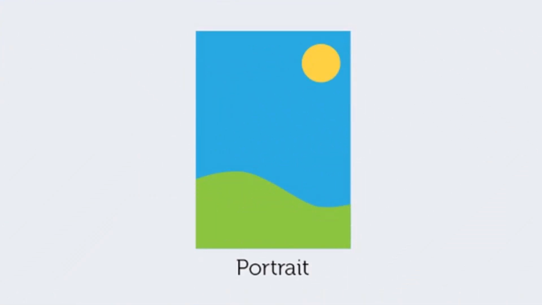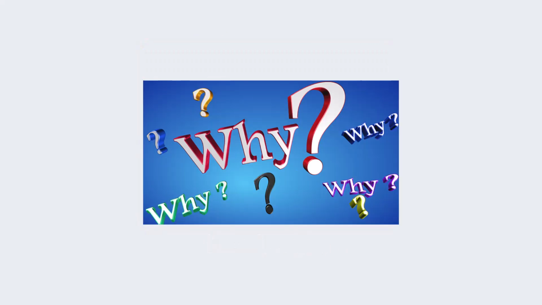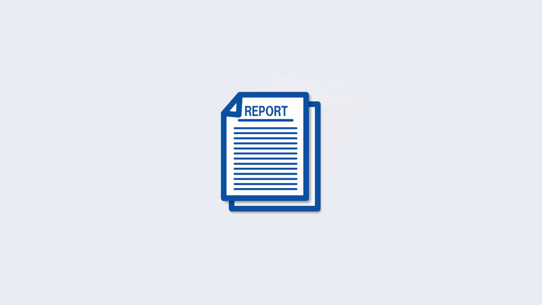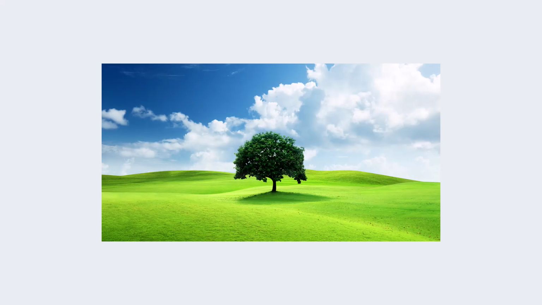Portrait means the page is taller than it is wide. Landscape means the page is wider than it is tall. Someone might also ask, why change orientation? Good question. Portrait is perfect for essays, letters, and reports. Landscape works best for wide content like tables, charts, or images.